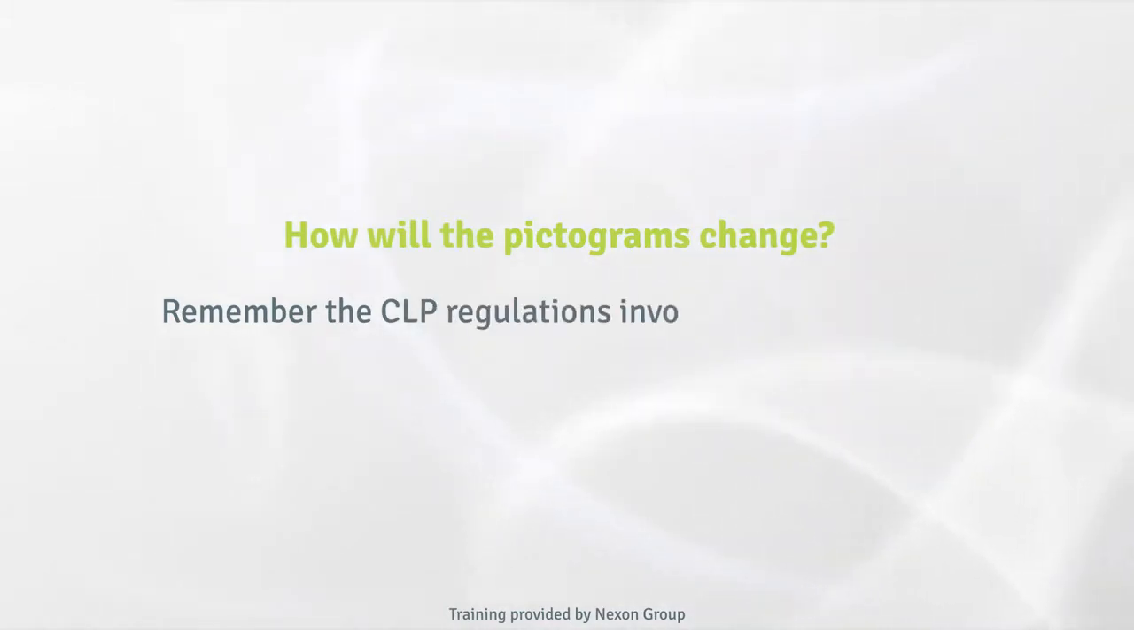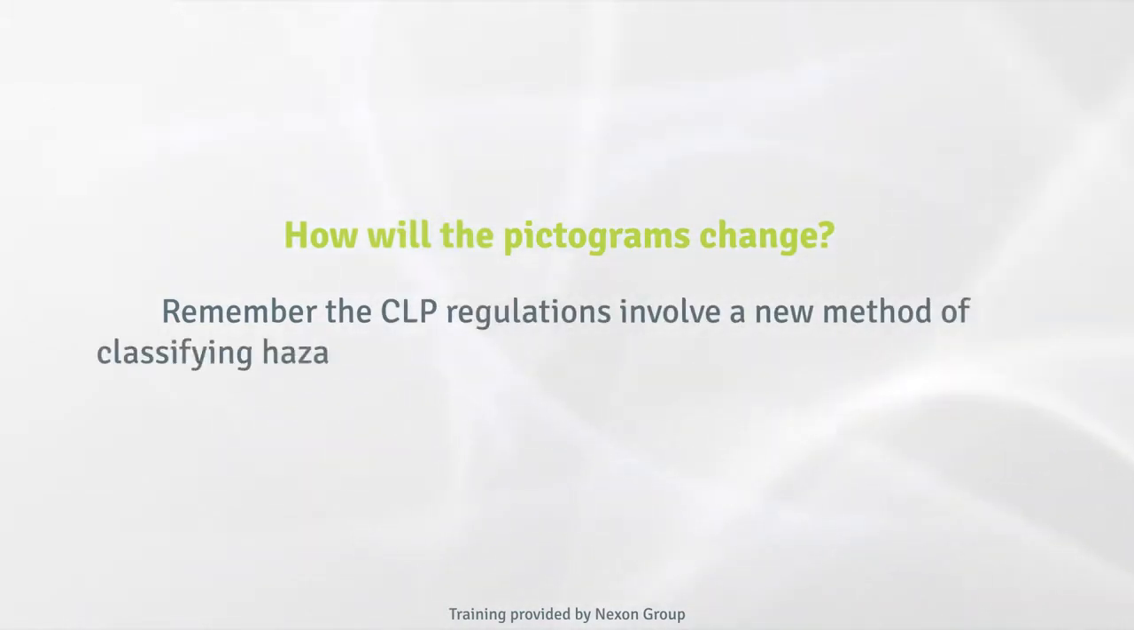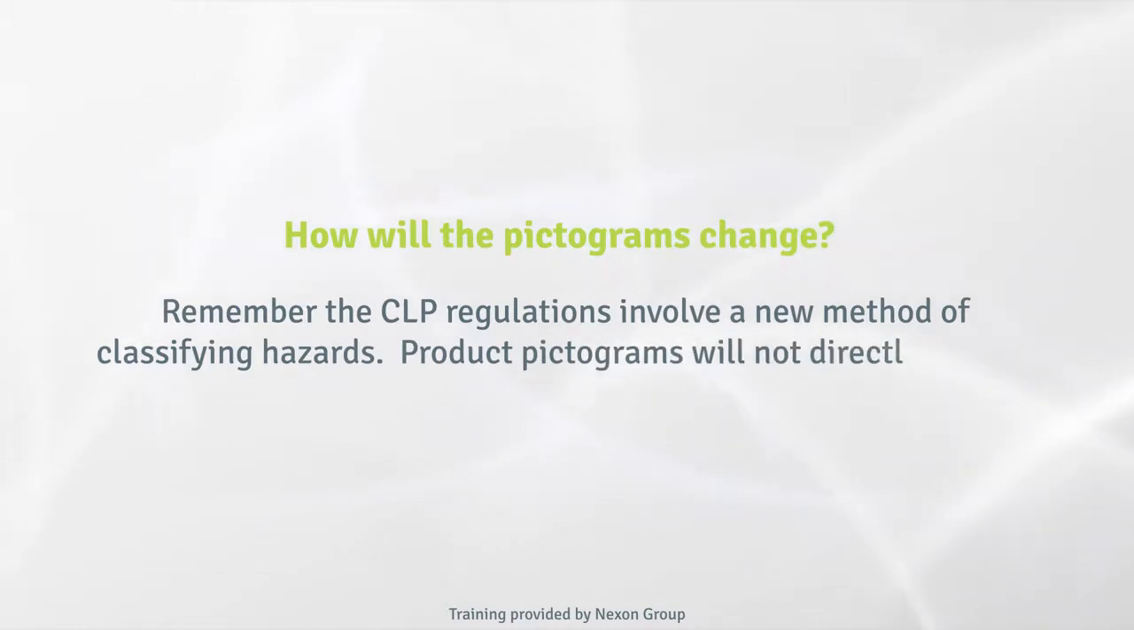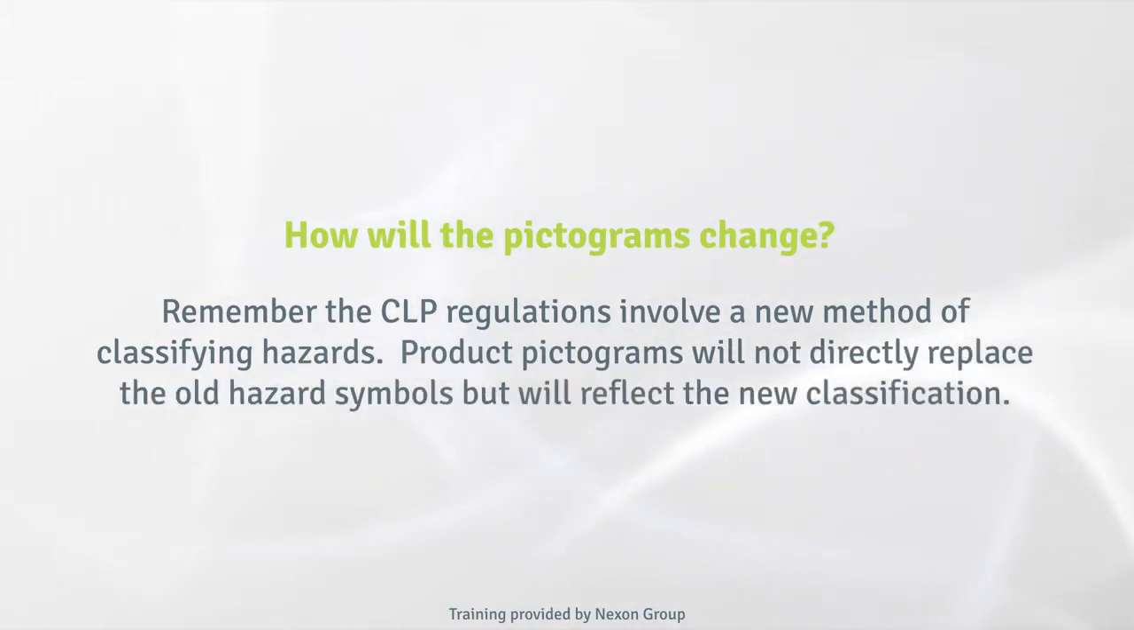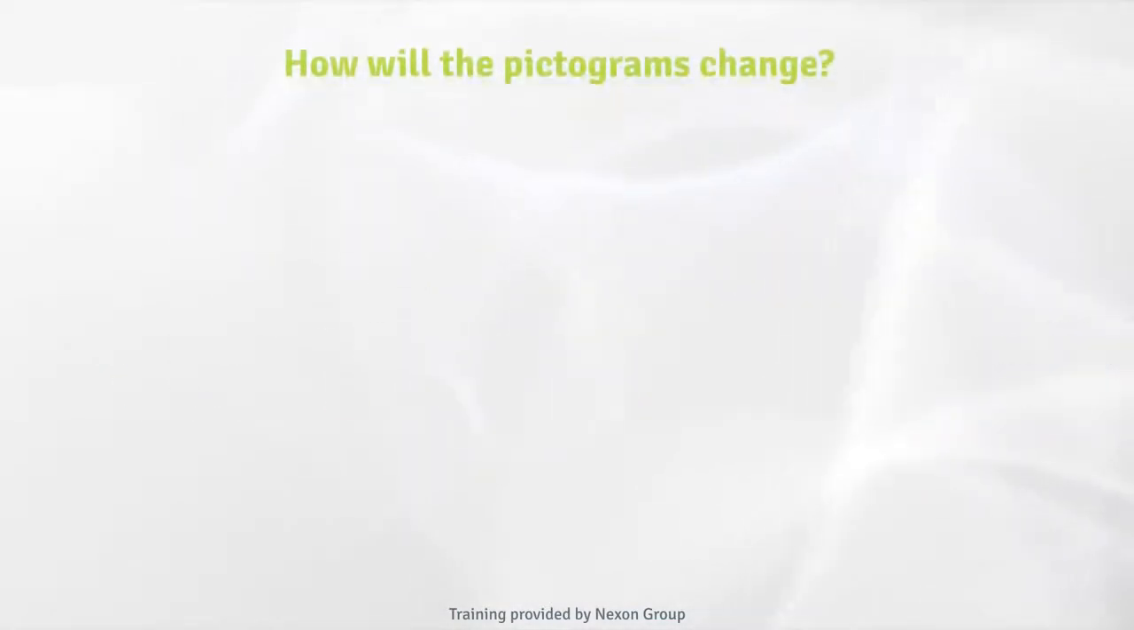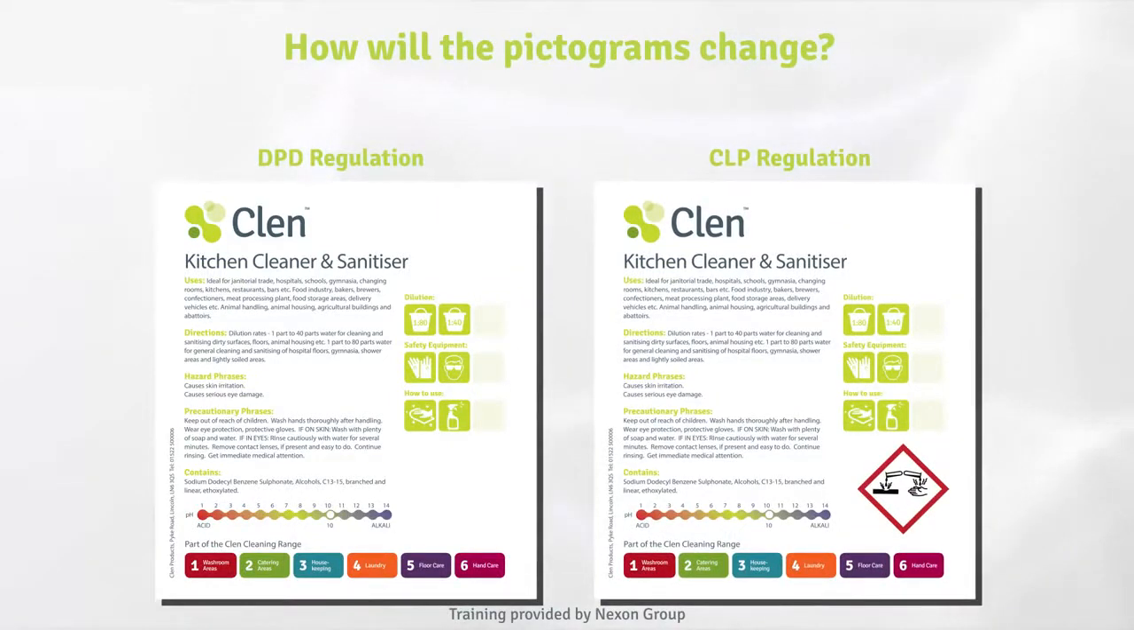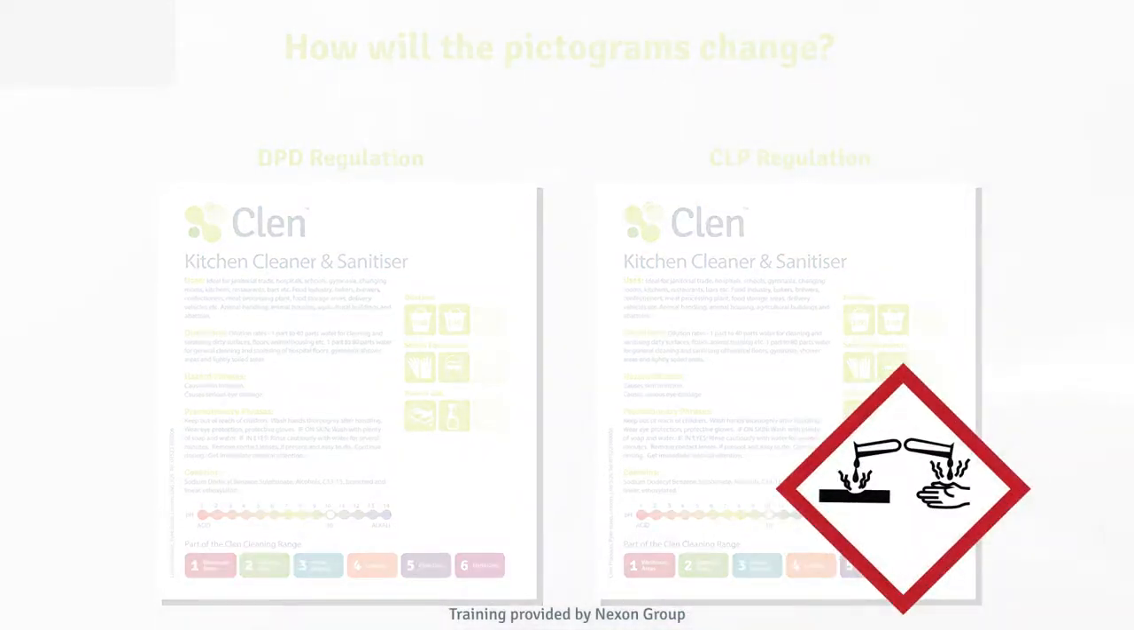Remember that the new CLP regulations involve a new method of classifying hazards. You will not see a direct replacement of the old DPD symbols. It is important to note that there is no change to any chemical formulation. The chemicals you are using will be just the same, but the hazards associated with them may change under the new regulations. For instance, let's look at the CLP kitchen cleaner and sanitizer. Under the current DPD regulation, this chemical is not classified. However, under the CLP regulation, this chemical will be classed as corrosive.